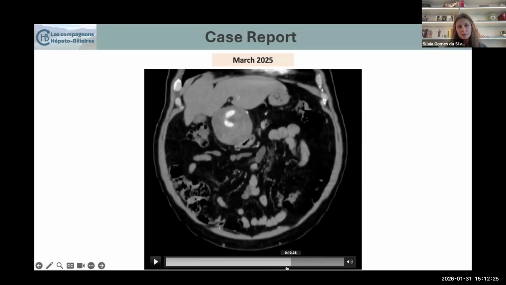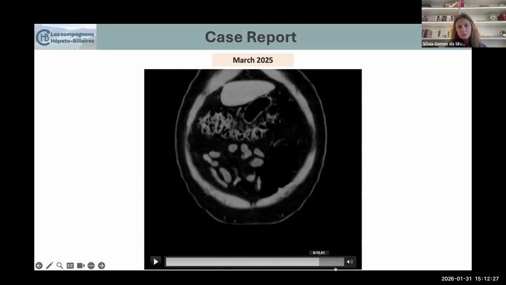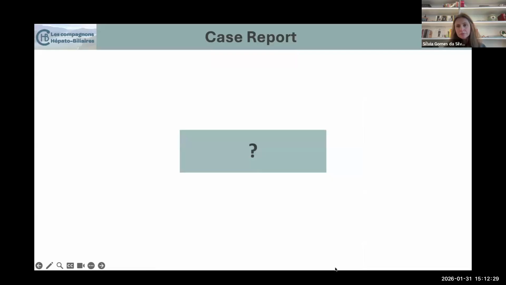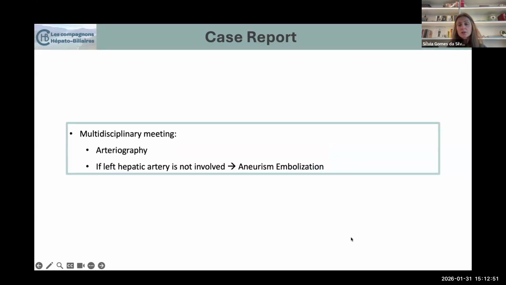Here, the left artery. And what do you think we could do here? Or I can go to the rest of the case. We discussed in our multidisciplinary meeting, and we decided to perform an arteriography.